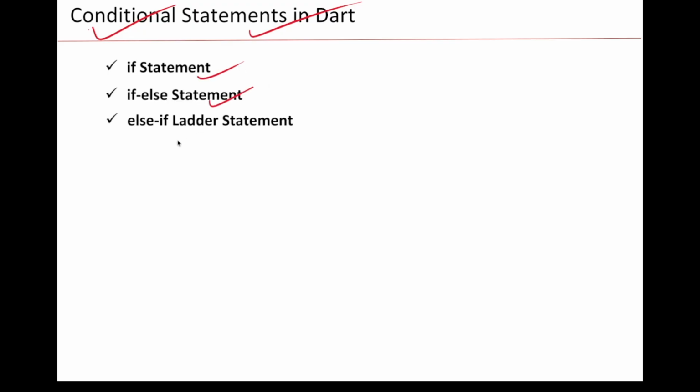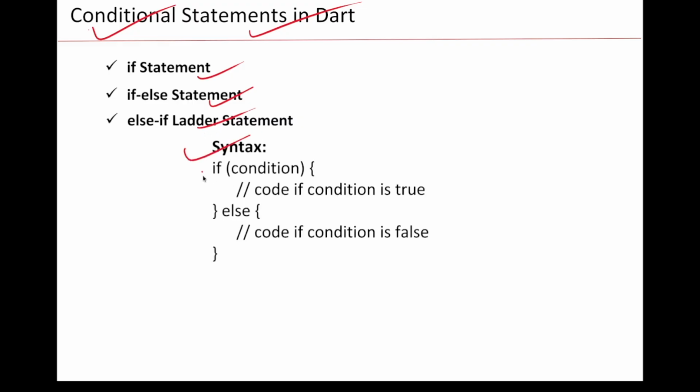Hello developers. In this video, we will understand conditional statements in Dart, such as the if statement, if else, and else if ladder statement. Here we have the syntax: inside if, we check a condition and then write code inside curly brackets. Else, if the condition is not true, then we write code inside the else block. So let's get coding to understand better.